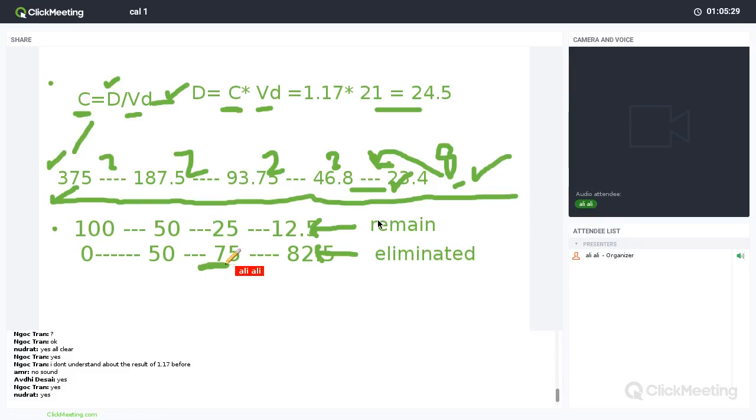Now I get my value. This is the one he's asking about, which is 75%. It comes after 2 periods of half-life. Each is 2 hours. So I have a total of 4 hours. The answer is number 4. So this is how it's calculated. Is it clear?